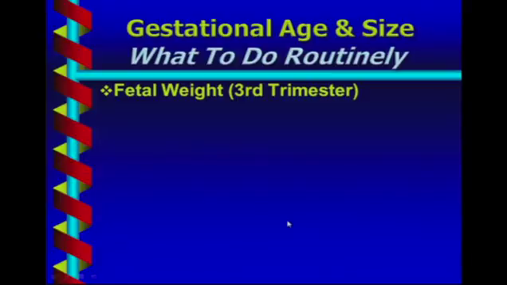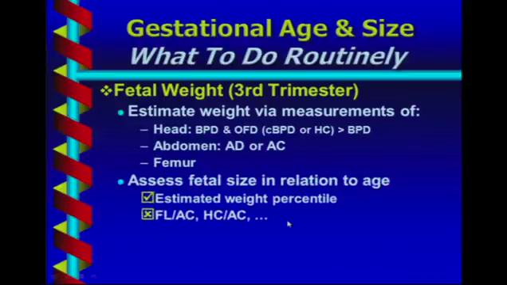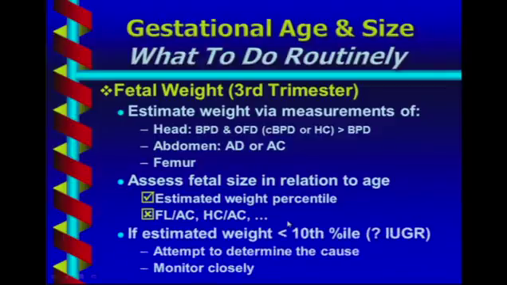The other thing we do routinely with respect to gestational age and size is, in the third trimester, estimate the fetal weight. We estimate the weight via measurements of the head, abdomen, and femur, and then we assess the fetal size in relation to the age via the estimated weight percentile. We look at but don't pay too much attention to ratios like the femur length to abdominal circumference and head circumference to abdominal circumference ratio. When we're assessing fetal size in relation to the age, we focus almost completely on the estimated weight percentile.